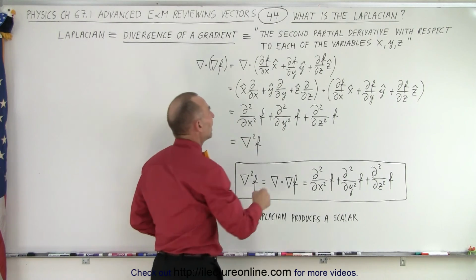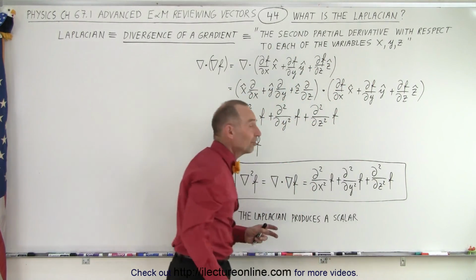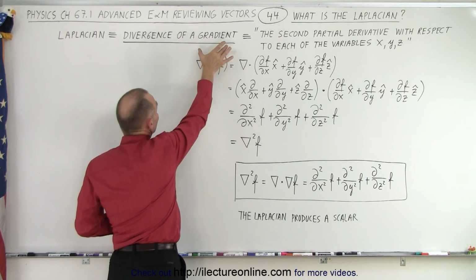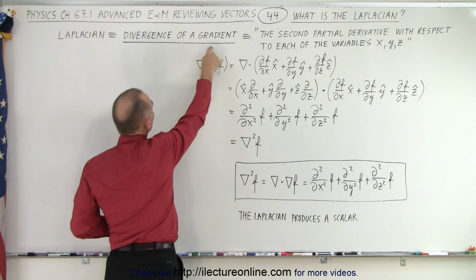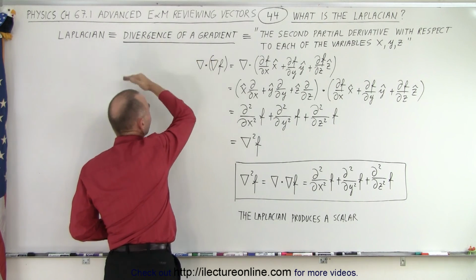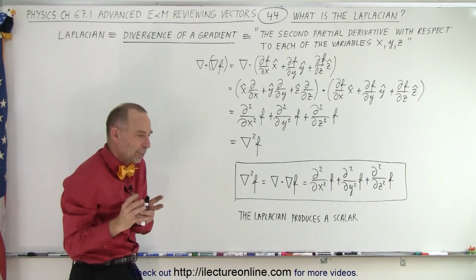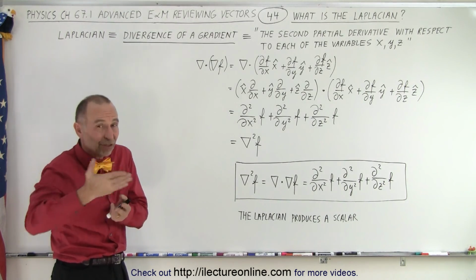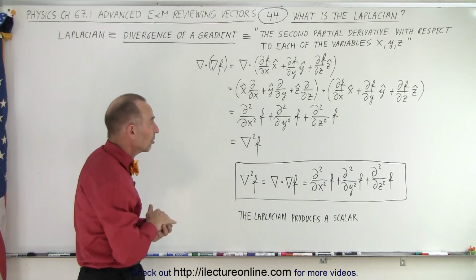Essentially, it is the second partial derivative with respect to each of the variables x, y, and z. Now, notice that if you first do a gradient, you end up with a vector quantity. So you do a gradient on a scalar function, then you get a vector quantity, then you do the divergence of that vector quantity, and you get back a scalar. The result of operating with the Laplacian is that you end up with a scalar quantity, but it's essentially the second partial derivative with each of the three variables operating on a scalar function initially.